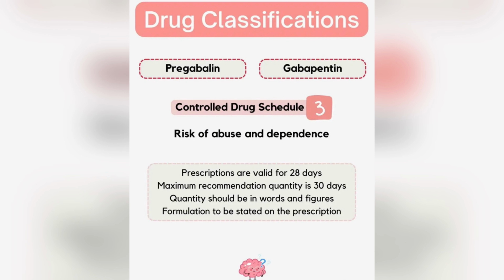Drug classifications: pregabalin and gabapentin. These are controlled drugs, Schedule 3, with risk of abuse and dependence. Prescriptions are valid for 28 days. Maximum recommended quantity is 30 days. Quantity should be in words and figures. Formulation to be stated on the prescription.